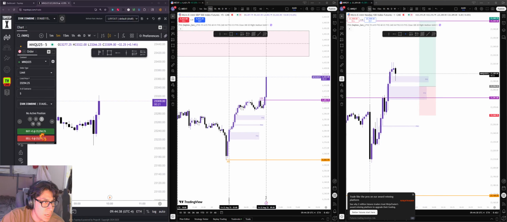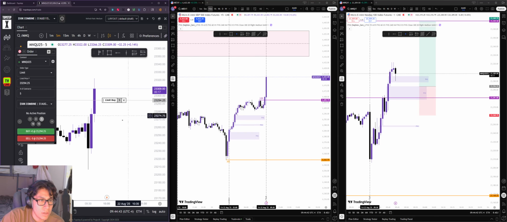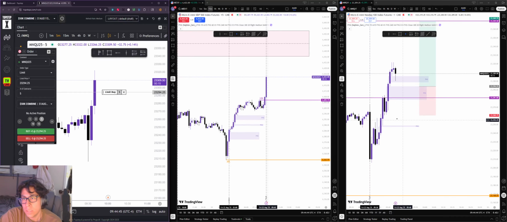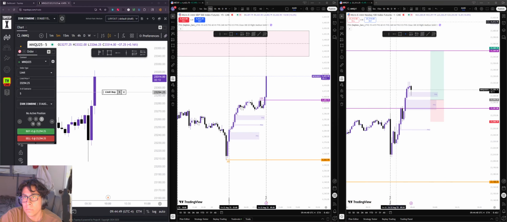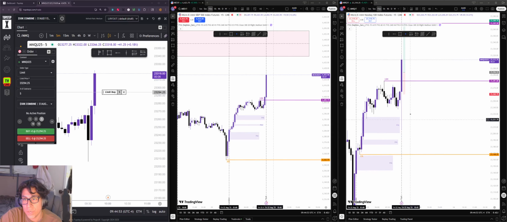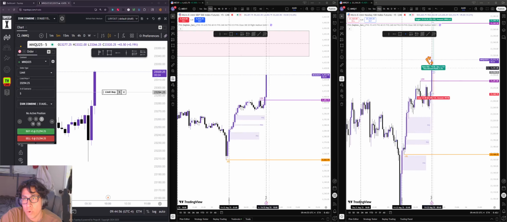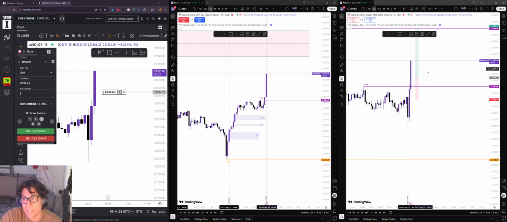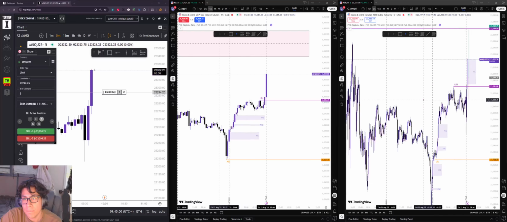I'm gonna buy at limit 23,294.25. I'm gonna buy 5 mini contracts here. Stop loss down here. Once again, what we did at open, we took out this liquidity sitting right here. We broke past this London high.